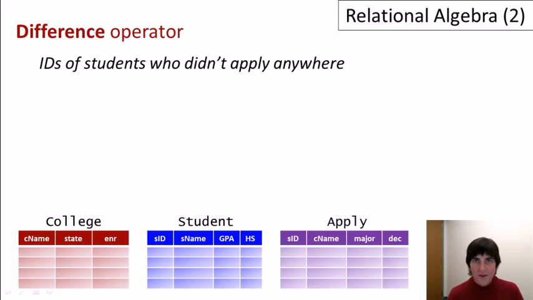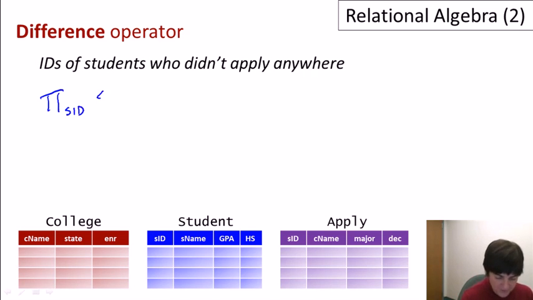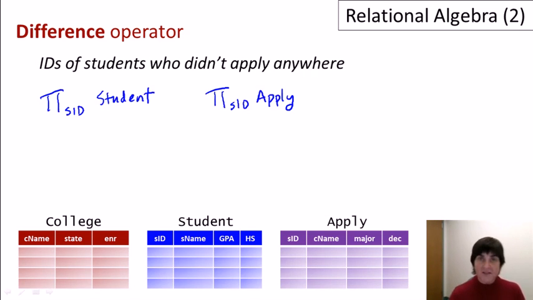Our next set operator is the difference operator, and this one can be extremely useful. As an example, let's suppose we want to find the IDs of students who didn't apply to any colleges. It sounds like a complicated query, but we'll actually write it in a very simple fashion. We'll start by projecting the student ID from the student relation itself, and that will give us all of the student IDs. Then let's project the student ID from the apply relation, and that gives us the IDs of all students who have applied somewhere.